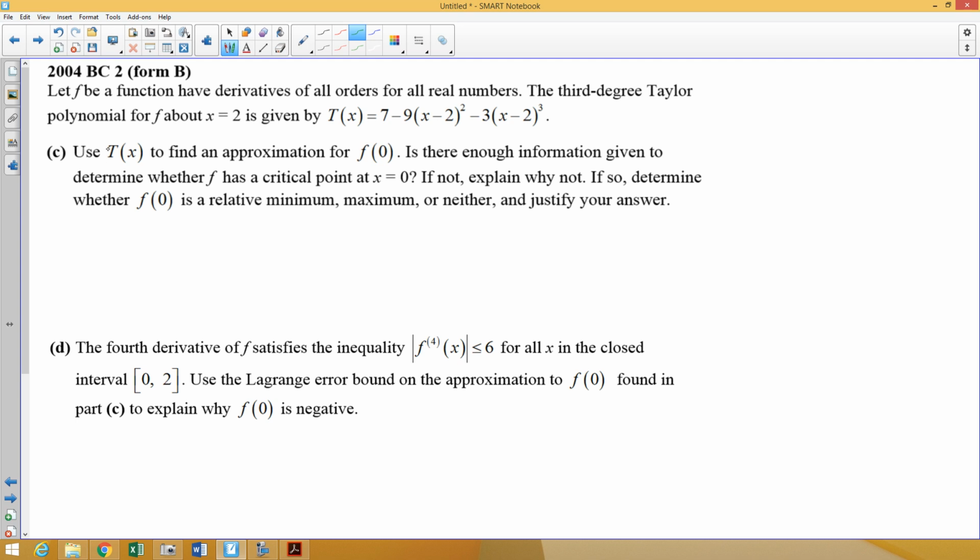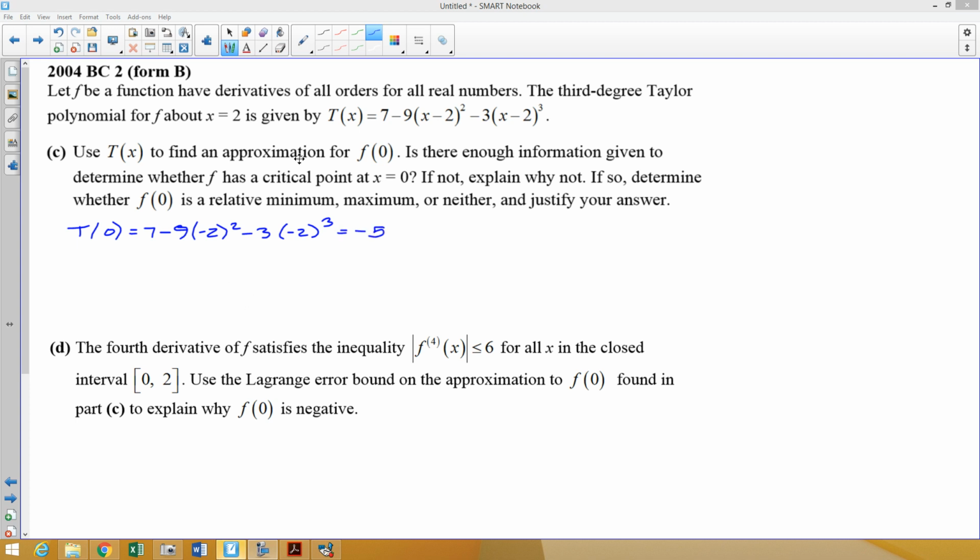Same function, so now we're using T of x to approximate f of 0. That's going to be easy. We're just going to plug 0 into this function. So T of 0 is going to equal 7 minus 9 times (0 minus 2) squared minus 3 times (0 minus 2) cubed. And we can throw that in the calculator to get a value. When you plug that into a calculator, you will get T of 0 is negative 5.